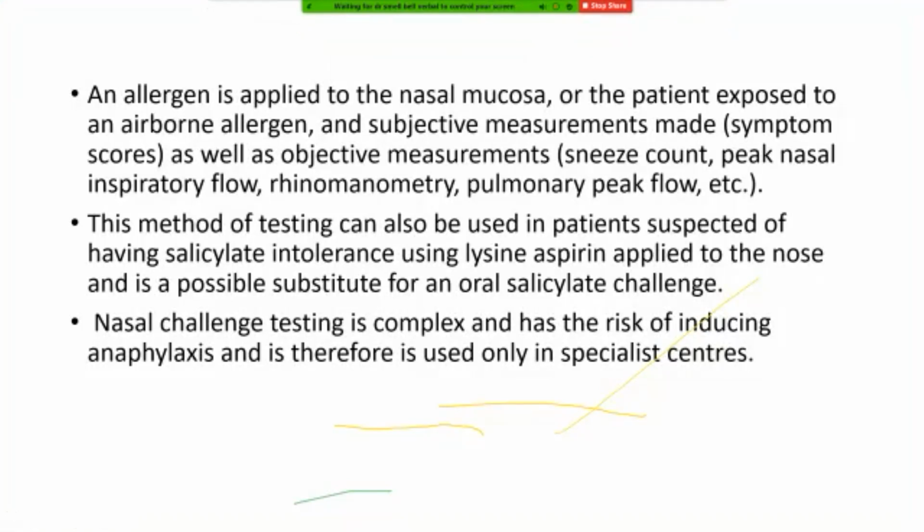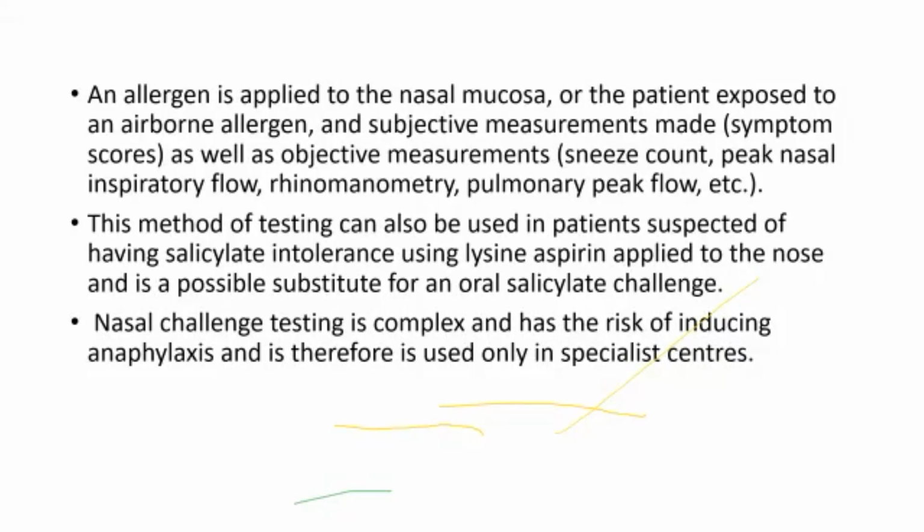Nasal challenge testing is complex and has the risk of inducing anaphylaxis, and is therefore used only in specialist centers. So how do you do the nasal provocation test or nasal challenge test? You put the allergen on the nasal mucosa like an airborne allergen, and you have to go for symptoms assessment.